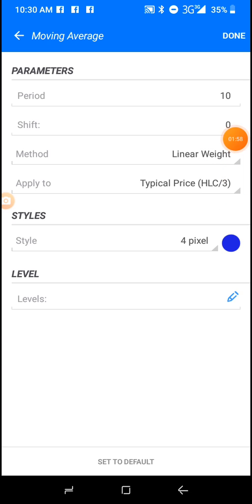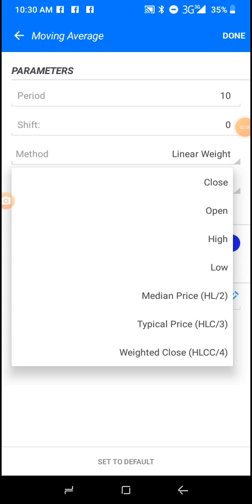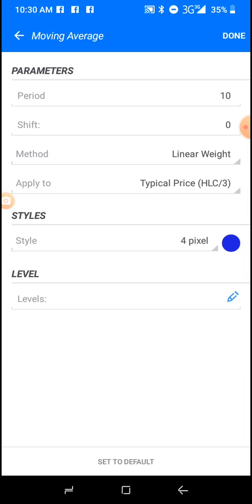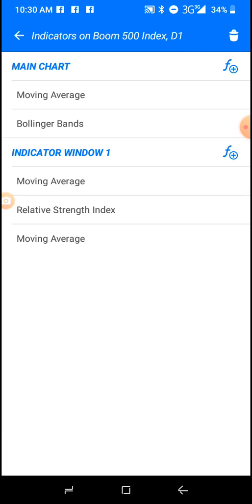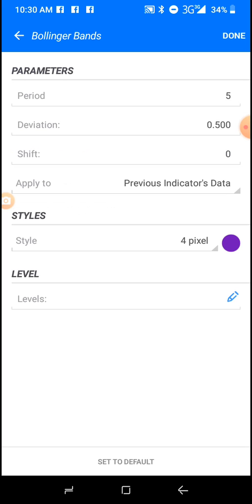Then you go back to the indicators window. You select the Bollinger Band, whichever way you pronounce it is correct. There's nothing wrong with that. For the Bollinger Band, we have the period, which is 5. The deviation is 0.500, and the shift is 0. Now apply to previous indicator data, which is the moving average data. When you do that, you click on done. The pixel is still 4, but the color here changes. It can still be any color of your choice. You click on done.